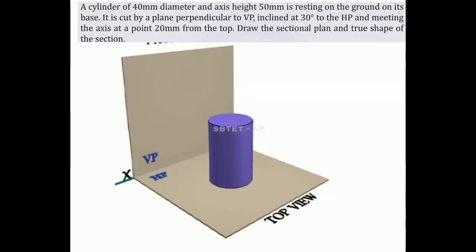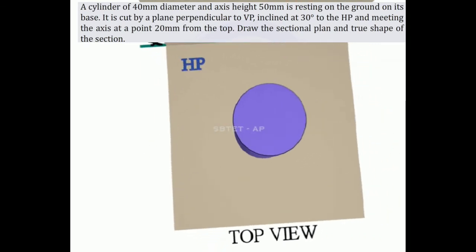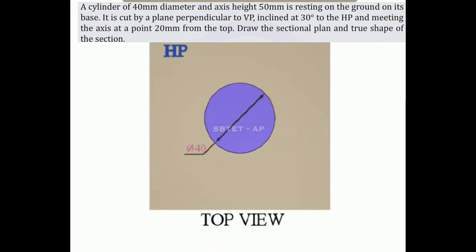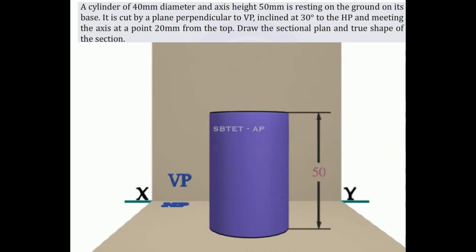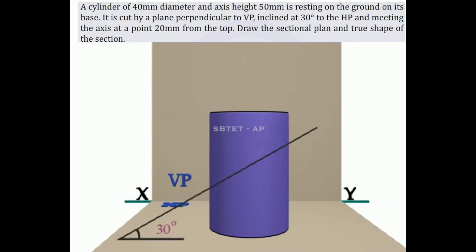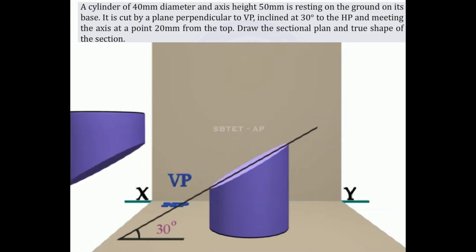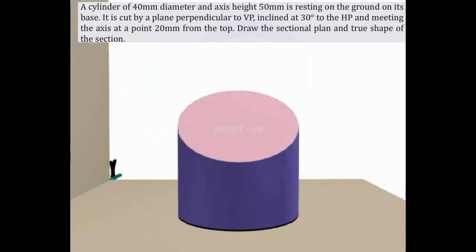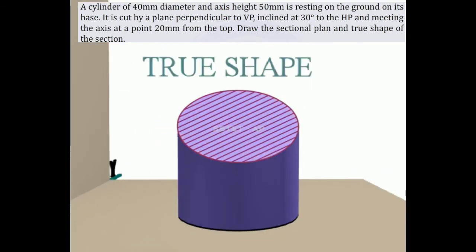In this problem, a cylinder of 40 mm diameter and height 50 mm is resting on the ground vertically. It is cut by a cutting plane which is perpendicular to VP, inclined at 30 degrees to the HP and meeting the axis at a point 20 mm from the top. We have to draw the sectional plan and true shape of the section.